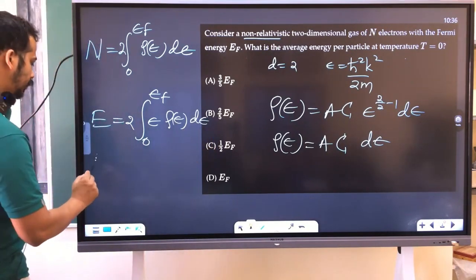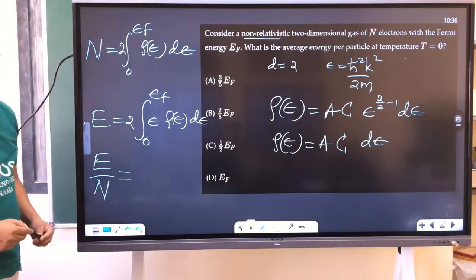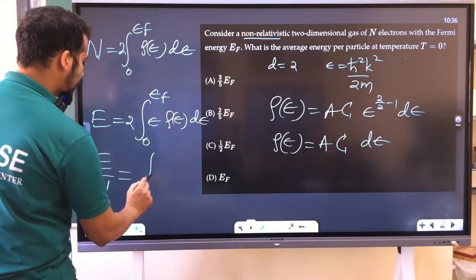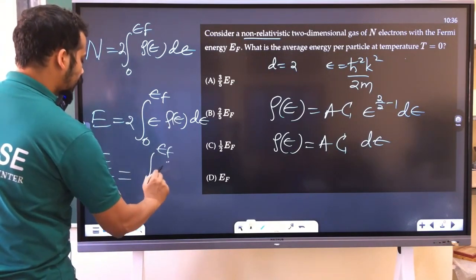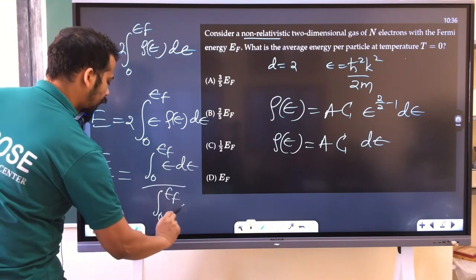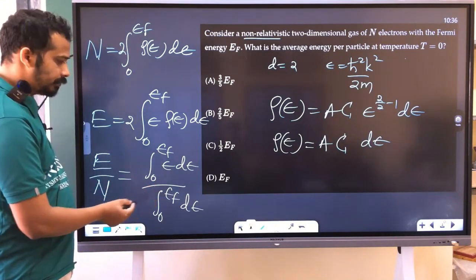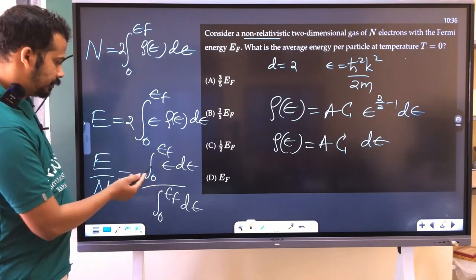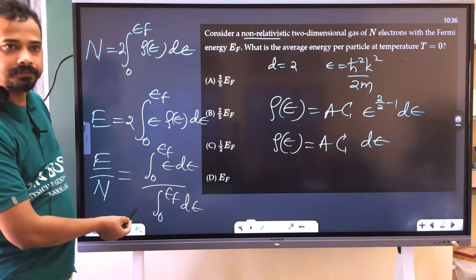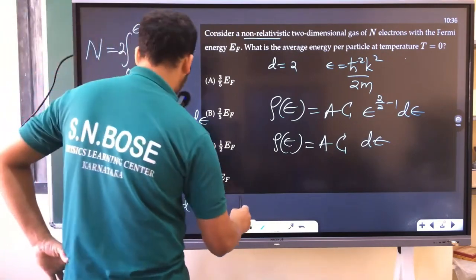Now what you need? You need E divided by N, average energy per particle, isn't it? So this 2 gets cancelled, that will get cancelled. Integral 0 to EF of E dE divided by integral 0 to EF of dE, very simply. This is EF square by 2, EF, 1 by 2. Check this out, 1 by 2 EF. Do it again.